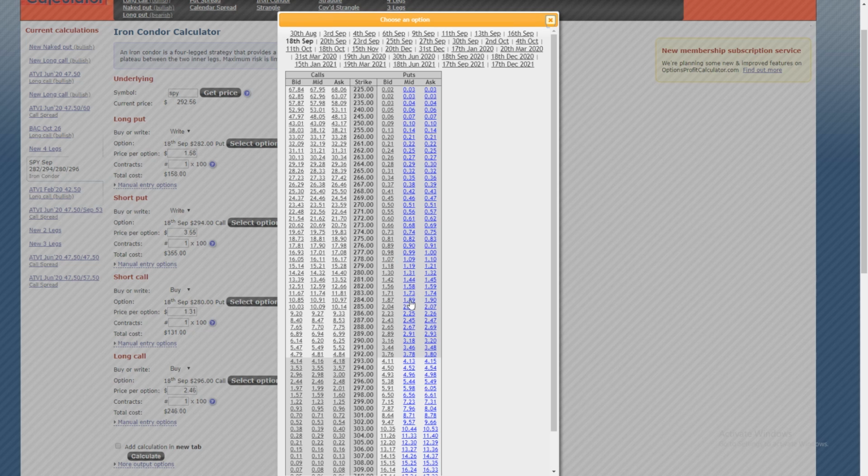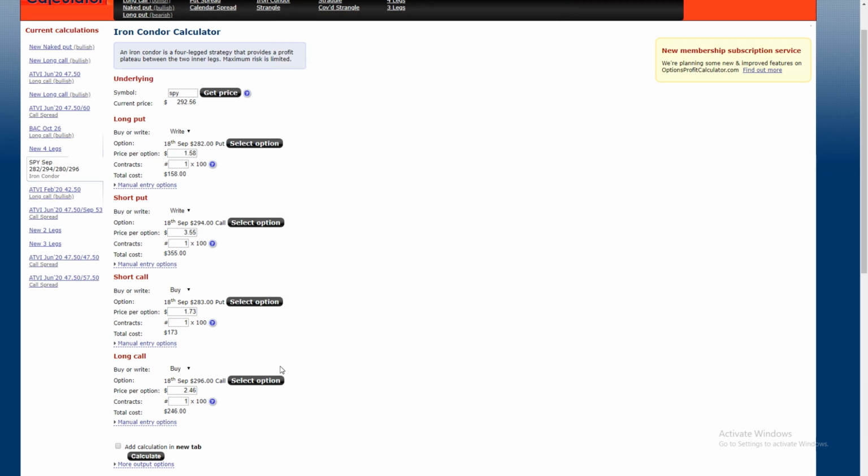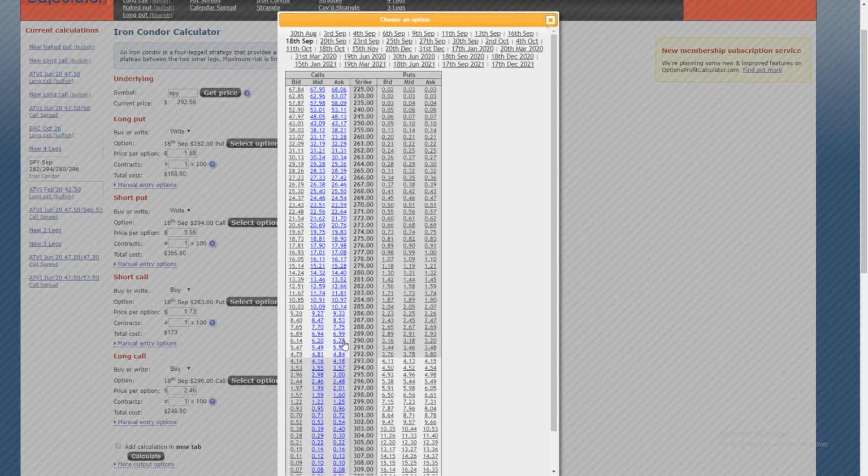Boom. We're selecting the mid price. If you're buying, you're usually going to be selecting the ask, but we'll just do mid just to keep things simple. And the call we're going to buy is going to be 1 strike out of the money, which is 295.